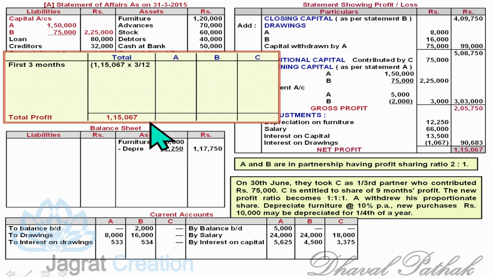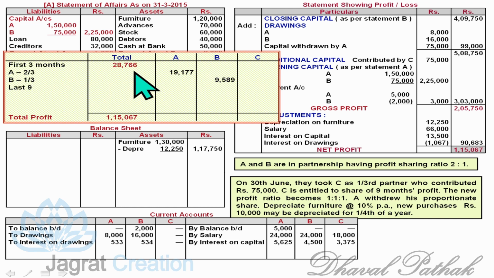First 3 months profit will be 1,15,067 into 3 by 12. This is the first 3 months profit that will be distributed in the ratio of 2:1. So the share of A is 28,766 into 2/3, that is 19,177, and the share of B will be 1/3. So that goes to B's share.